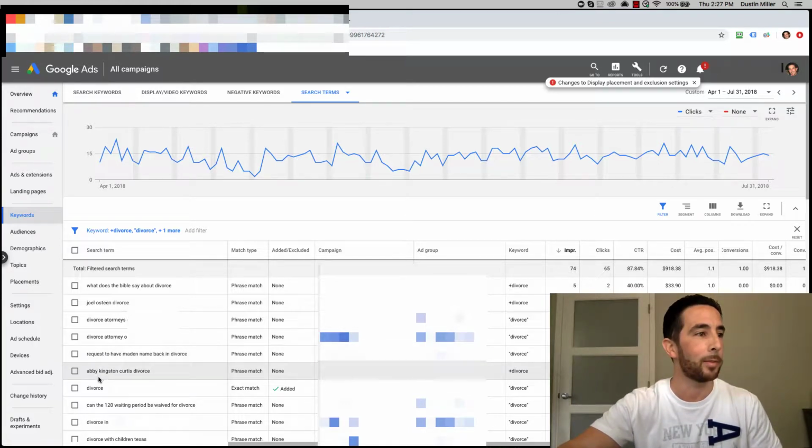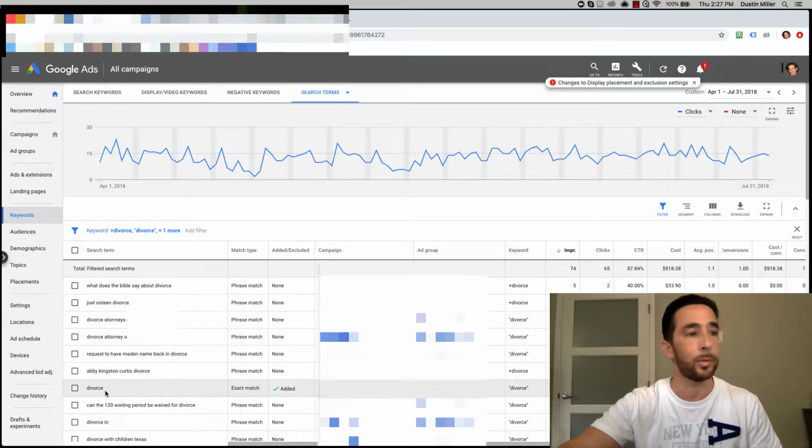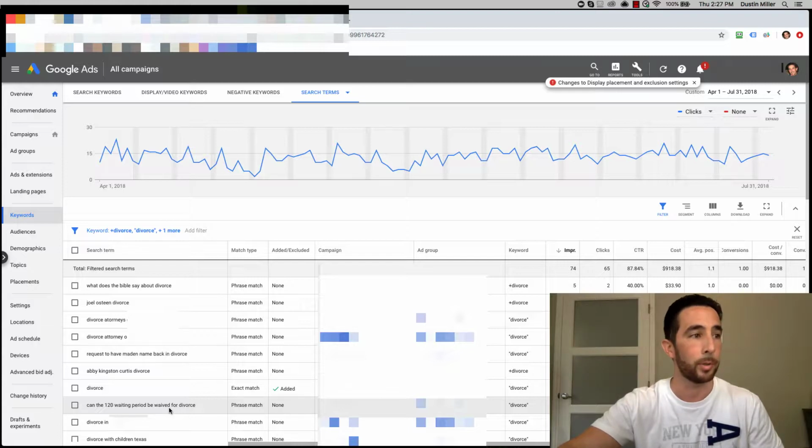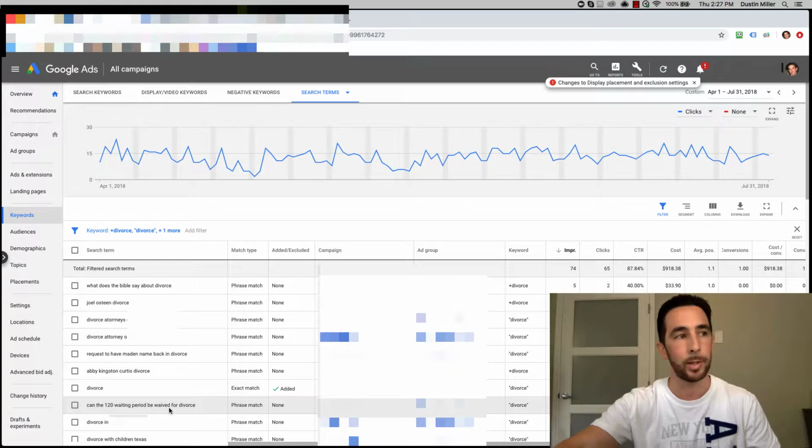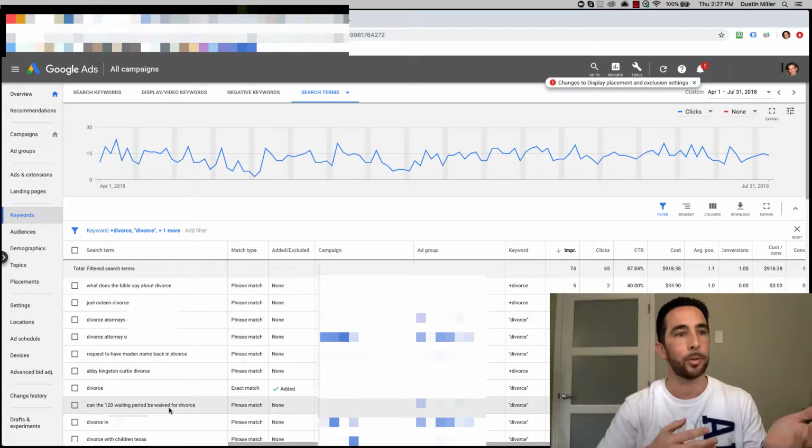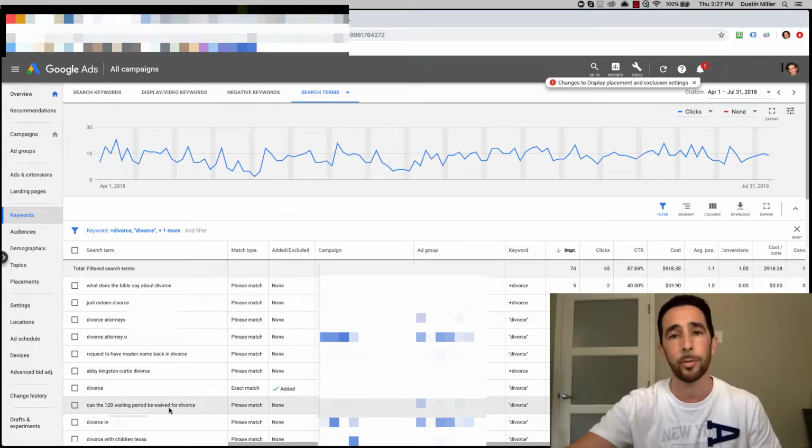Once again, we have somebody's name with the word divorce, just a single word, divorce. Again, the 120 waiting period would be waived for divorce. There are some questions, mostly research related, and a few that are looking for a divorce attorney. So those few are good, but what are you paying for to get those few? You can easily do that with the words divorce attorneys. So this is what happens.